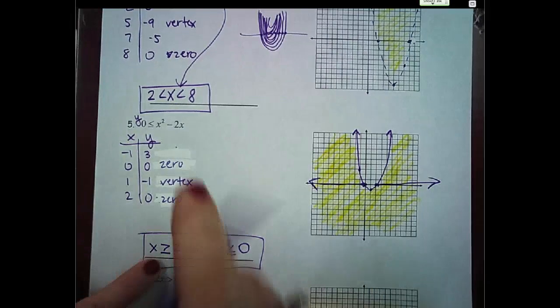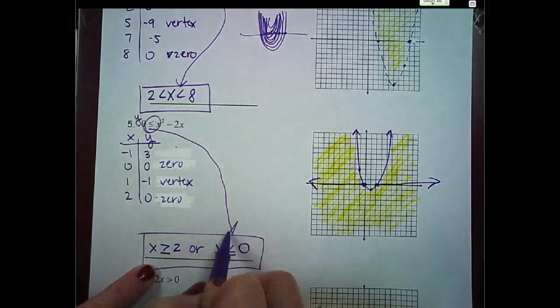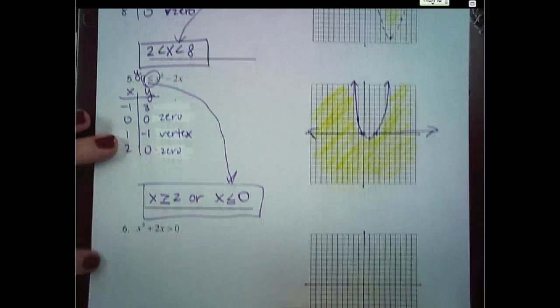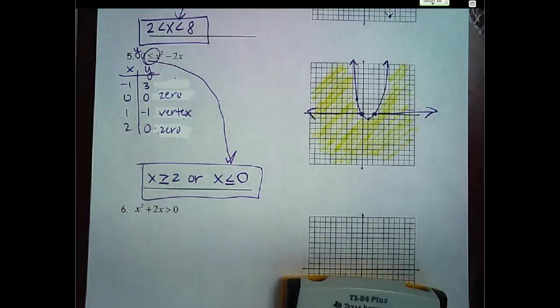You decide on if there's an equal to by looking at the original problem. These problems, are we going to put or and? Or. Or. Now then, let's go to number 6.